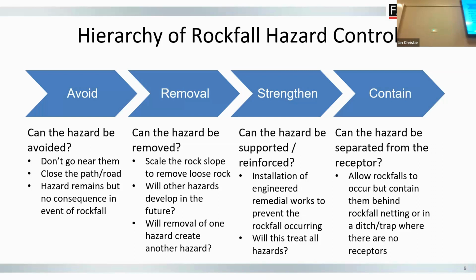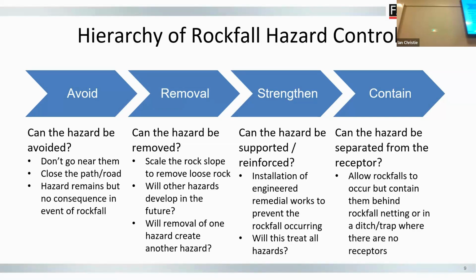If you scale the slope once, in 6 months' time, 2 years' time, 10 years' time, will you be back at square one? Or will the removal of one hazard create another? If you remove the small block from underneath the big one, does that now mean that the big one's lost its support and can now fail?